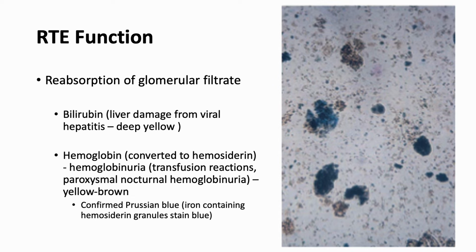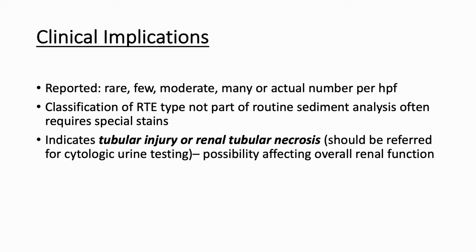Yellow-brown structures present in the cytoplasm of renal tubular epithelial cells in cases of hemoglobinuria, in transfusion reactions or paroxysmal nocturnal hemoglobinuria, can indicate the presence or reabsorption of hemoglobin. This can be confirmed by staining with Prussian blue stain, where the iron-containing hemosiderin granules are stained blue. The clinical implication of identifying renal tubular epithelial cells in the urinary sediment is that they may indicate tubular injury or renal tubular necrosis.